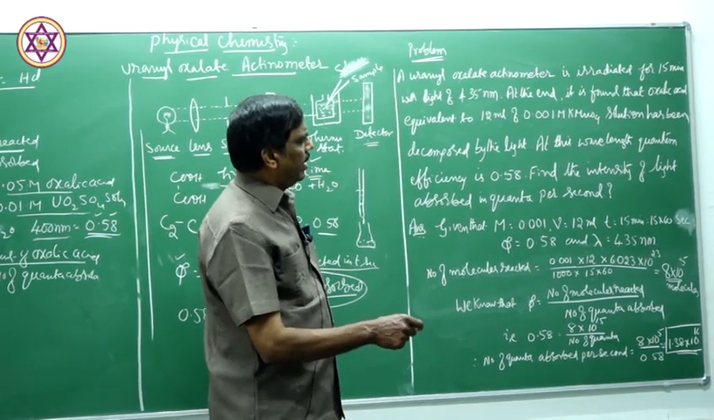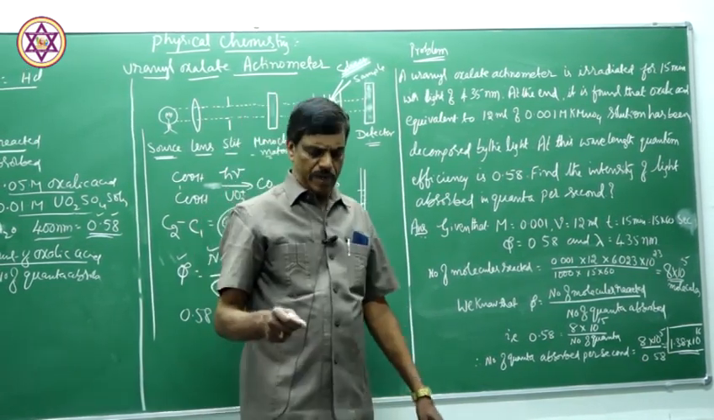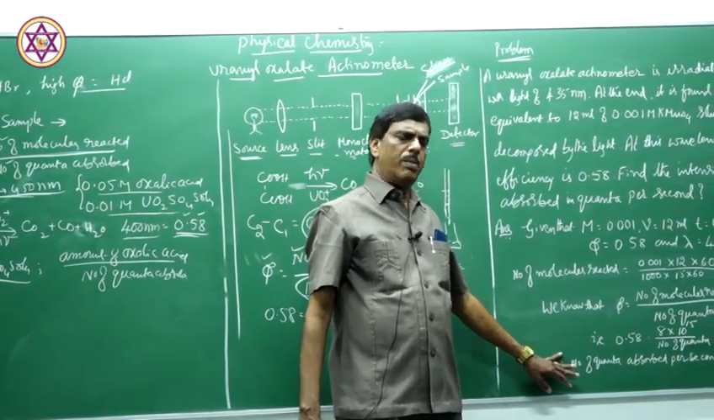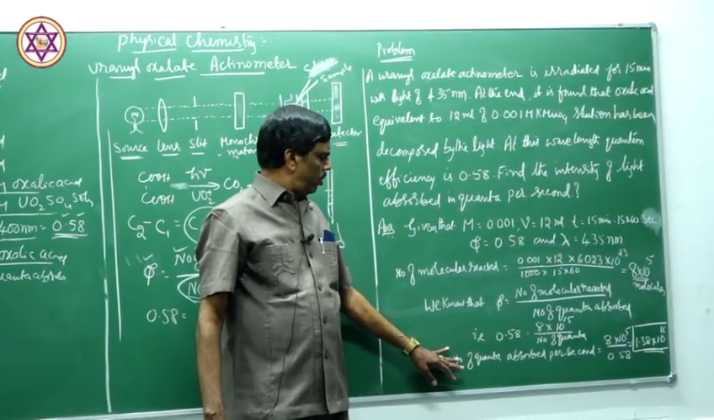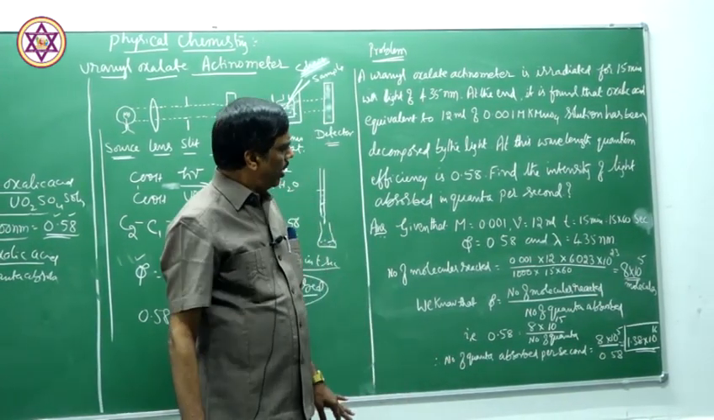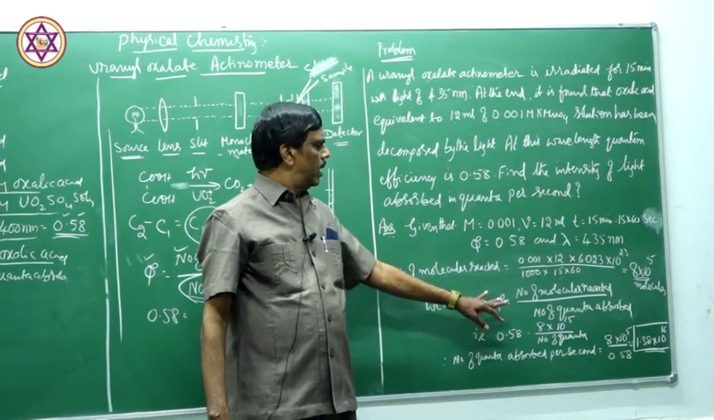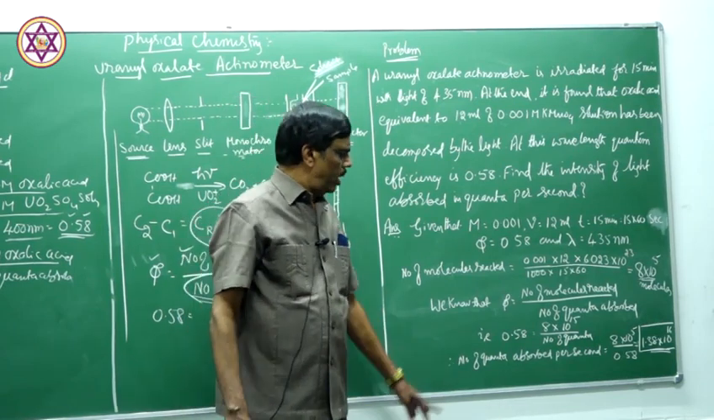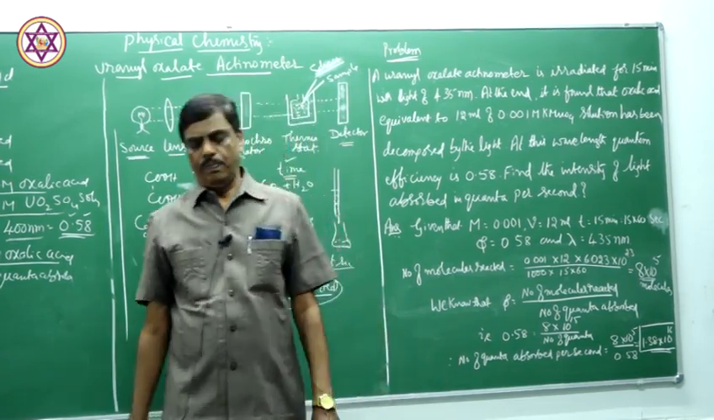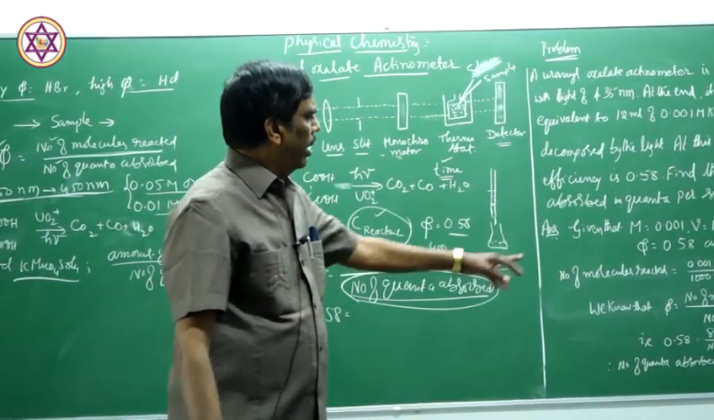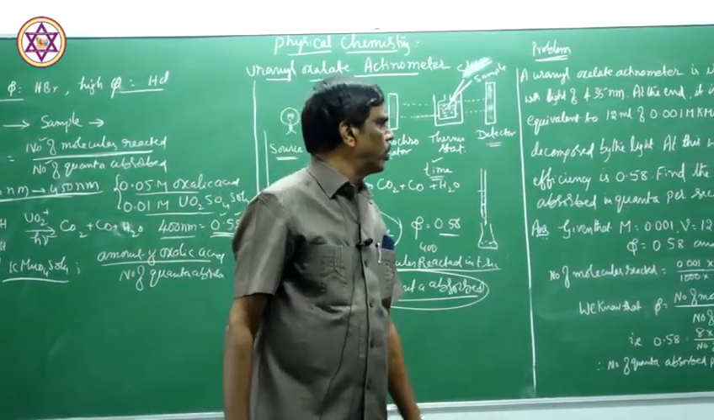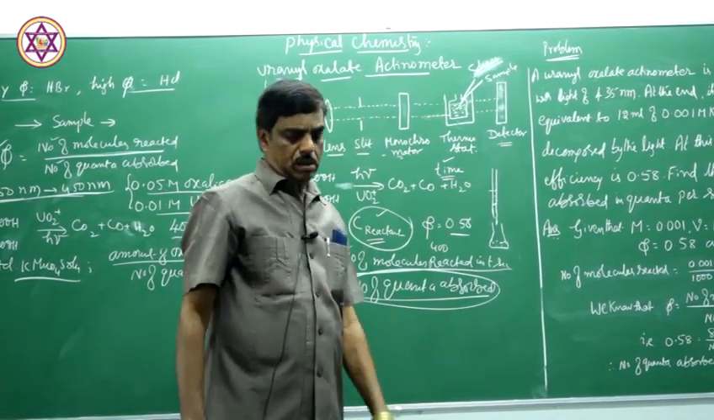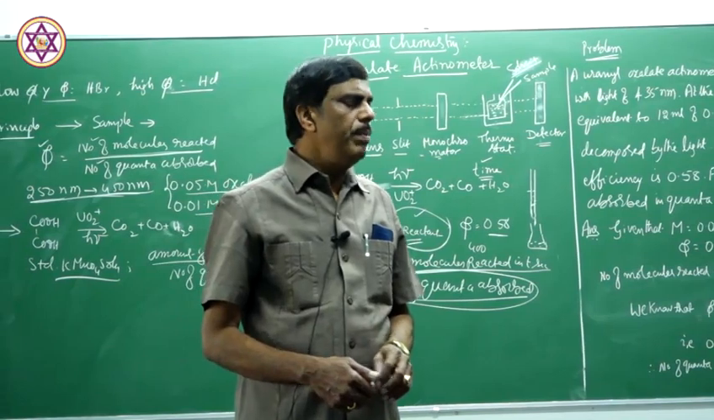Now, 1.38 into 10 to the power of 16 quanta of radiation is absorbed. Thus, we can find out the quanta of radiation absorbed, and if you substitute this quanta absorbed into the formula, you will get the quantum efficiency. So, if two terms are known, one unknown term can be calculated. This is the procedure to determine the number of quanta and also quantum efficiency.